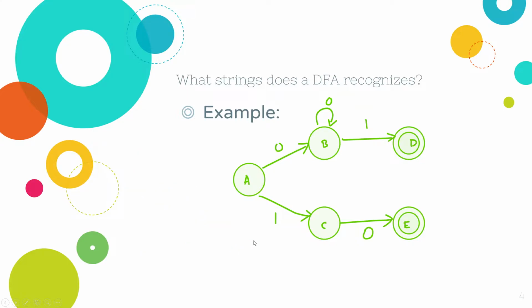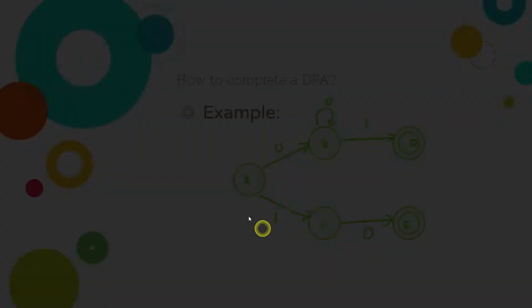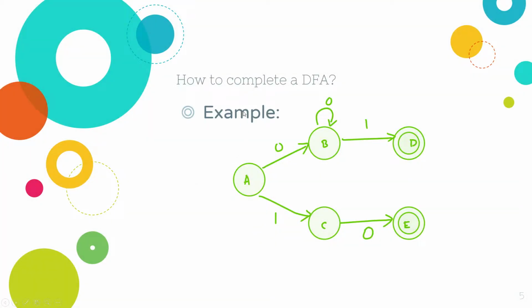Alright, now let's look at how to complete this DFA. This is the example of completing this DFA, because we didn't know what happens after we reach the final state and you get another input. So let's say we have a string like 1, 1, 0. You are in starting state A. You get a 1, you go to state C. You get another 1. What are you going to do now? It's not given.